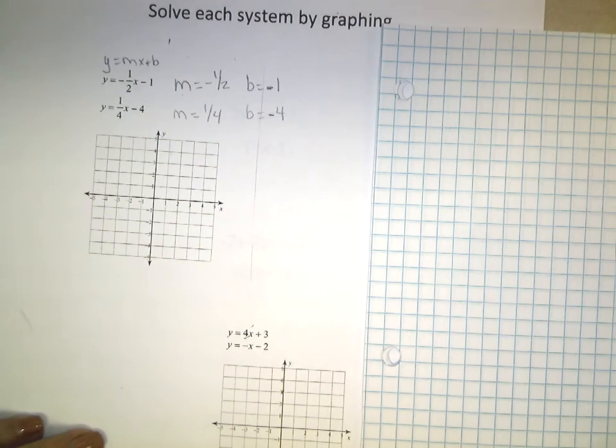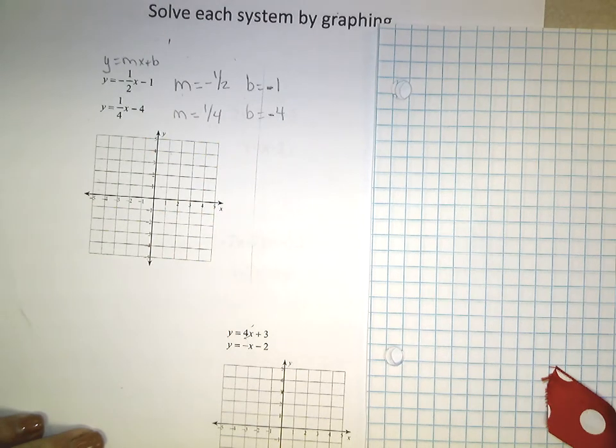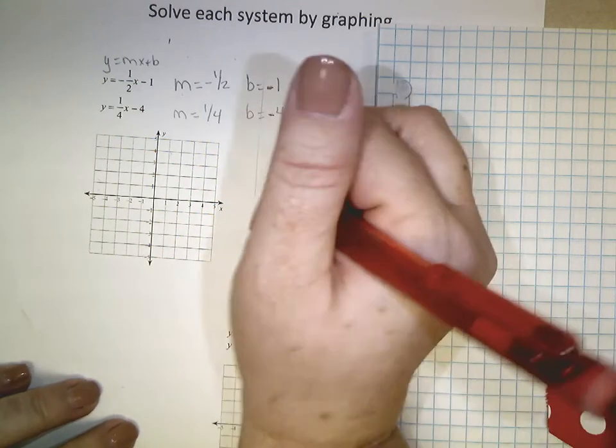So I'm going to go ahead and start plotting these. I'm going to use two different colors. I'm going to take my bracelet off so I can do this.